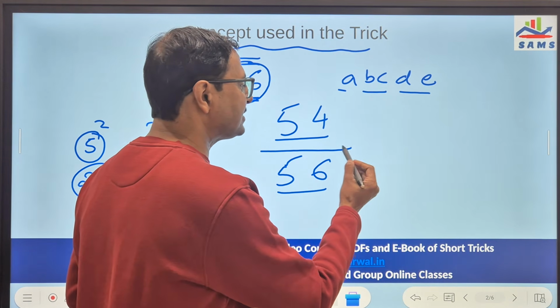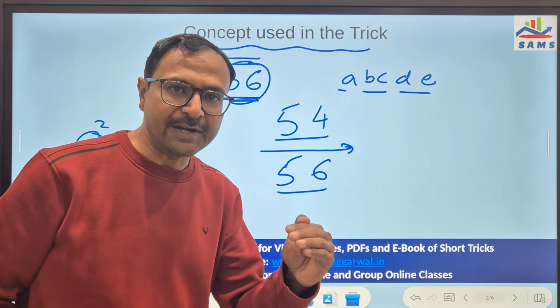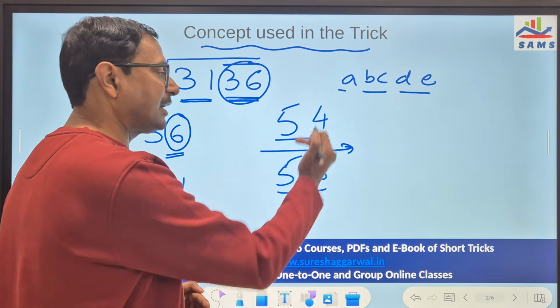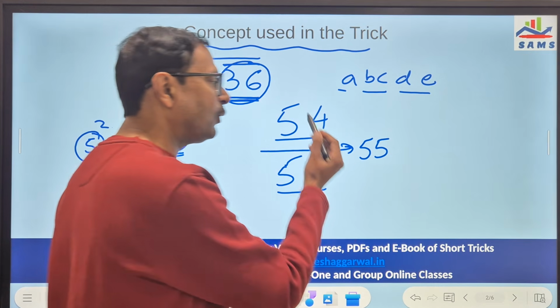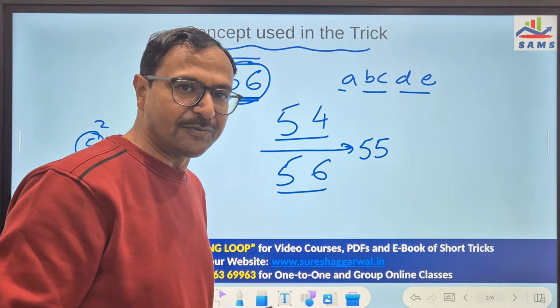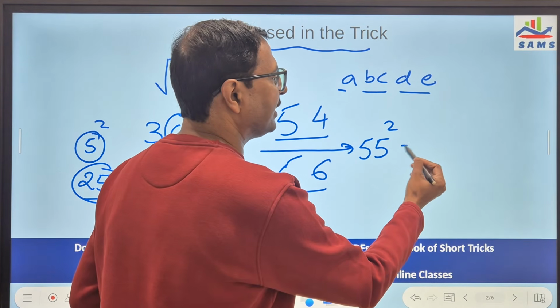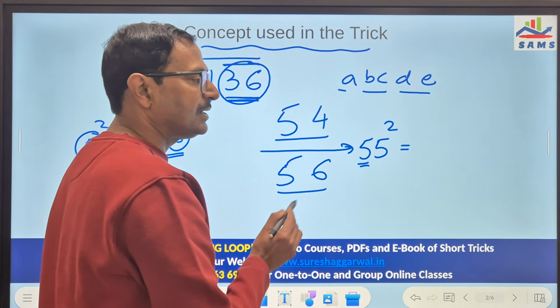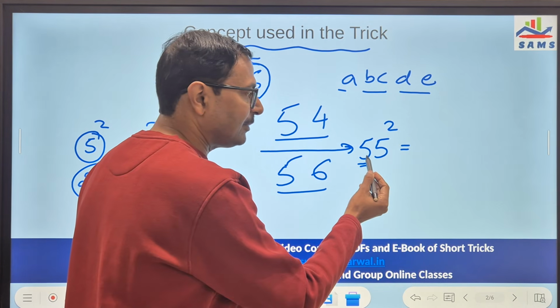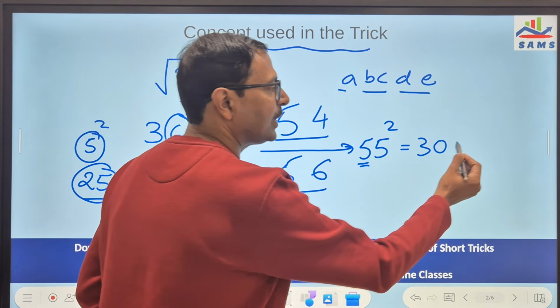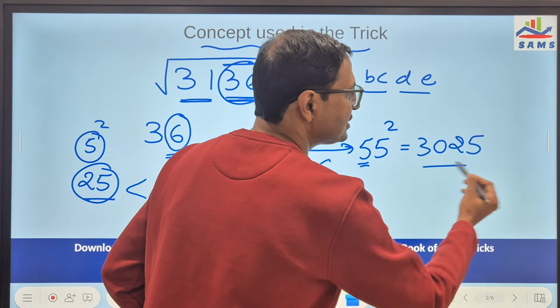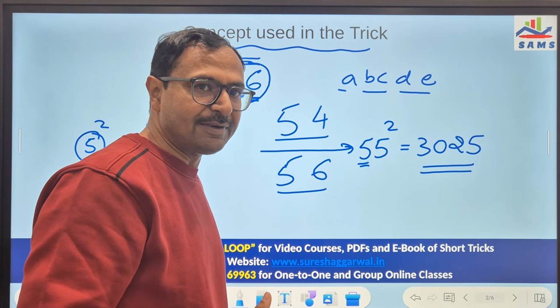For finding out which one is the answer, you just need to use some Vedic maths. Take the intermediate number, that means the number exactly between them, and that will end with 5. So between 54 and 56 is 55. Now the square of 55, again Vedic maths: 5 multiplied by its consecutive number, 5 times 6 is 30, and 5 square is 25. So 3025 is the square of 55.